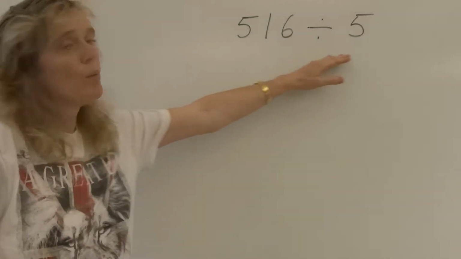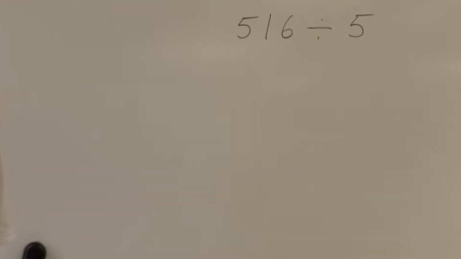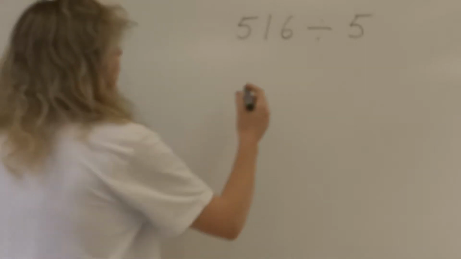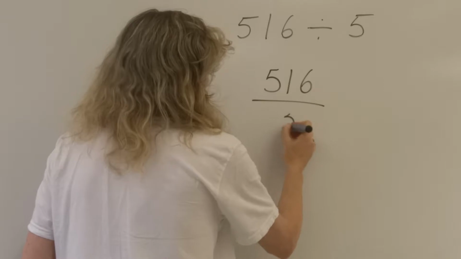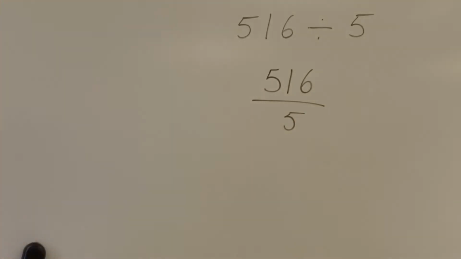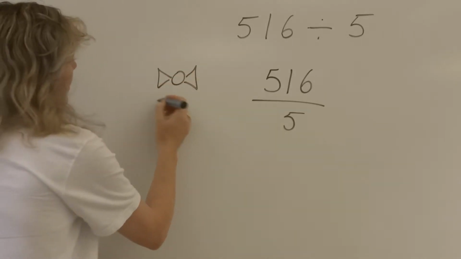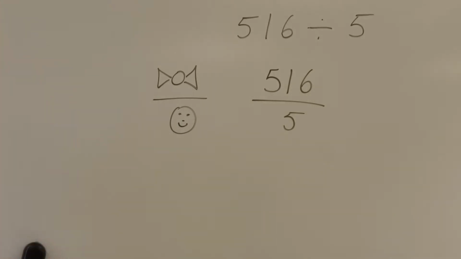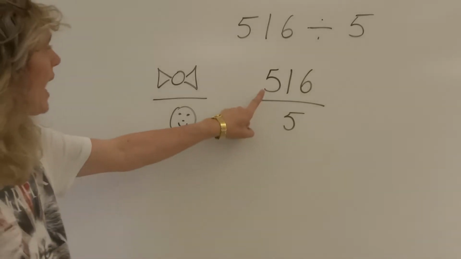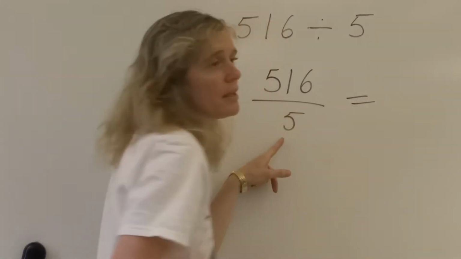Okay, division repetition. When we're doing division, we have the number here, 516 divided by 5, and we use the method of short division. It means we have 516 here and we divide it by 5. We think of the top number as being the number of sweets, and we think of the bottom number as being the number of children that we'd like to have sharing our sweets. Okay? We have 5 sweets and 5 children.